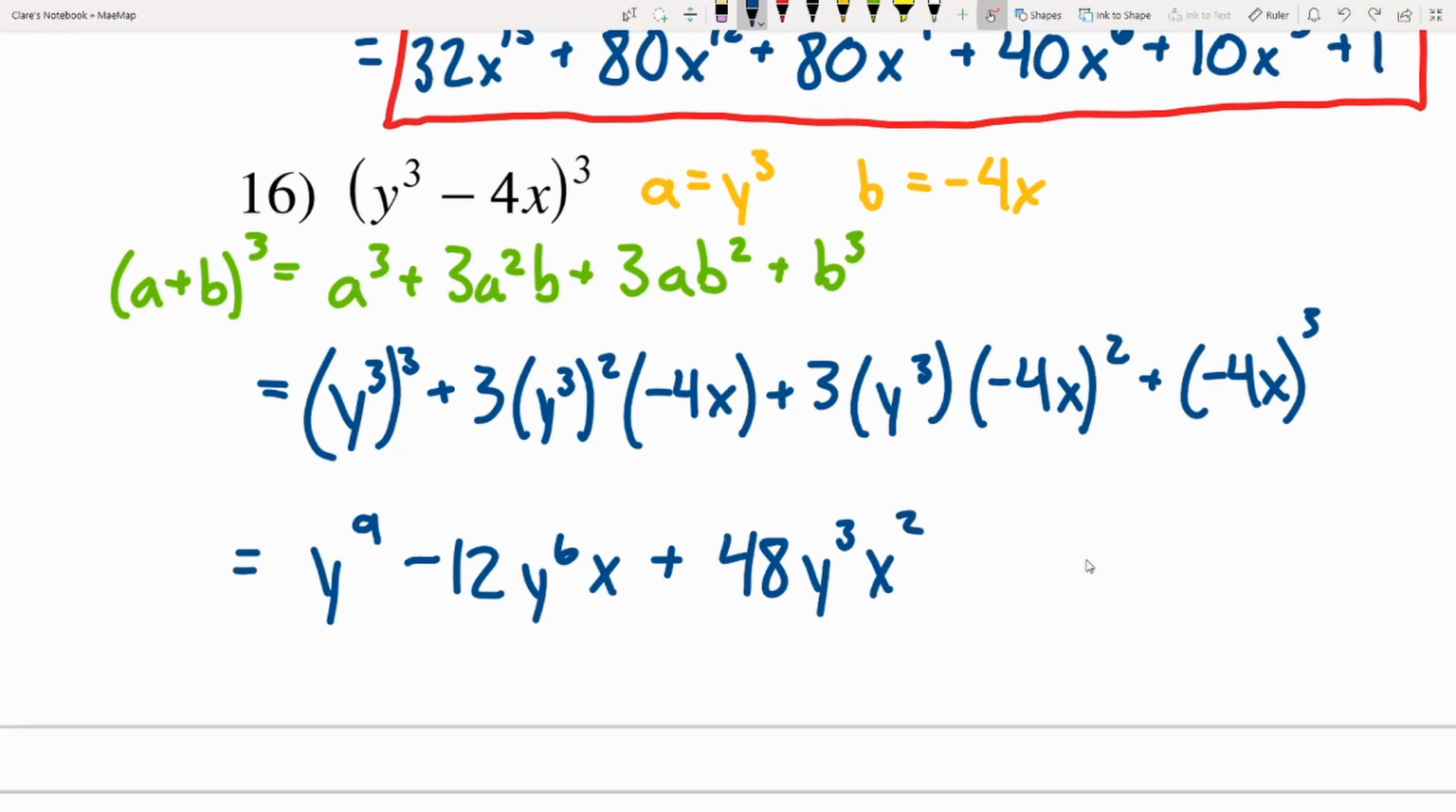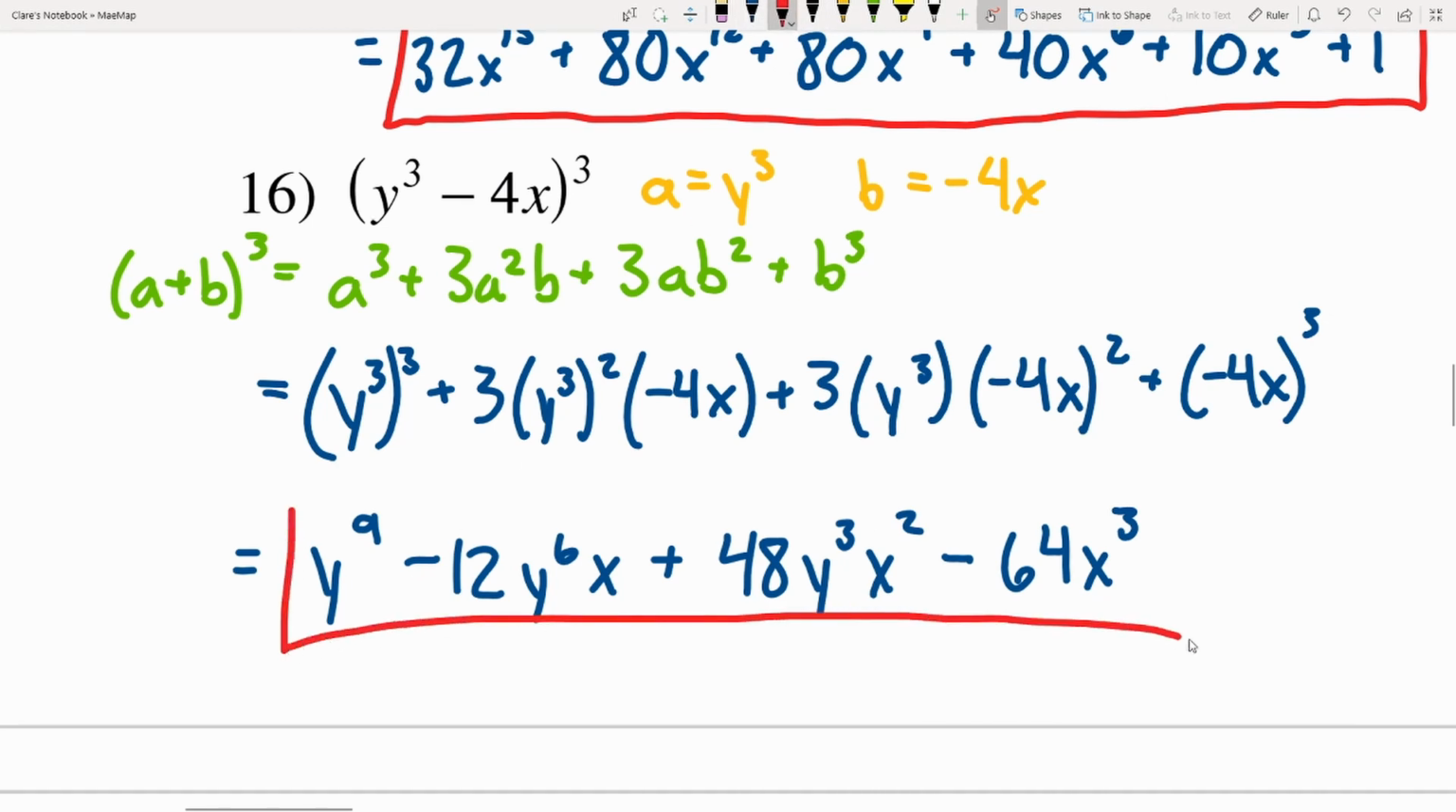And then lastly, I'm going to add negative 4x cubed, which will be subtracting 4 cubed x cubed, which 4 times 4 is 16, and 16 times 4 is 64, so that's 64x cubed. Y to the 9th minus 12y to the 6th x plus 48y cubed x squared minus 64x cubed. That's my last solution on this worksheet.